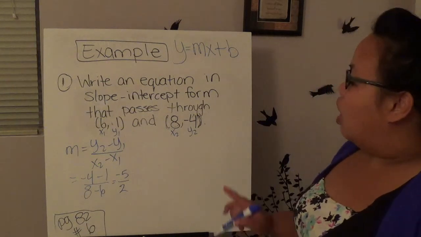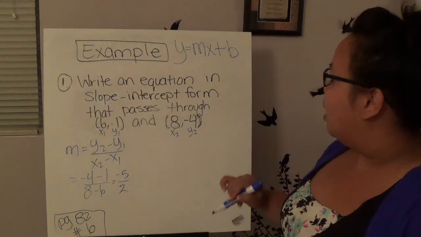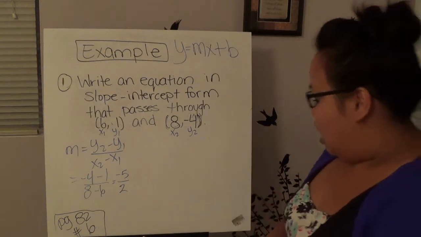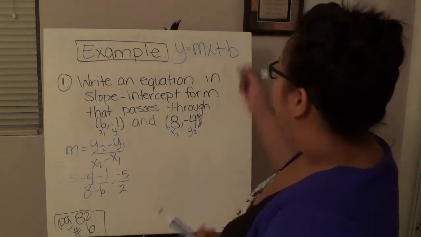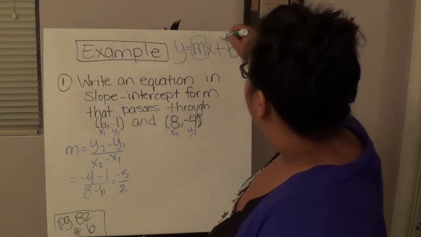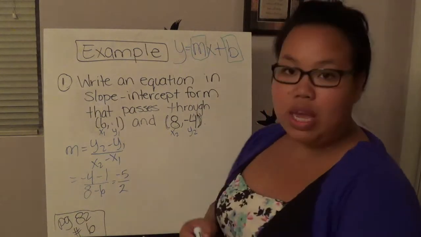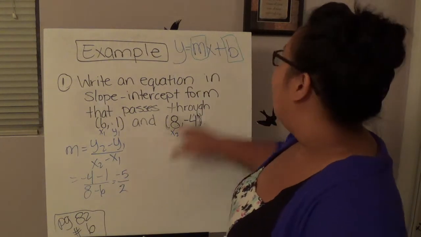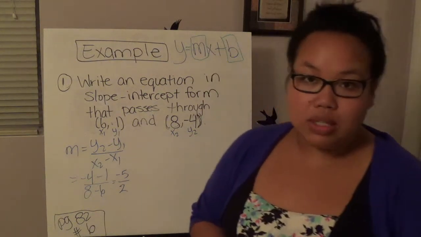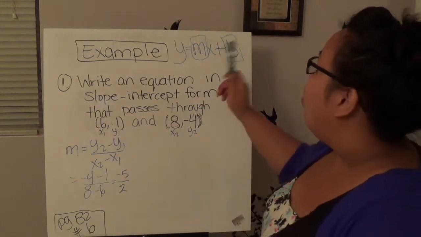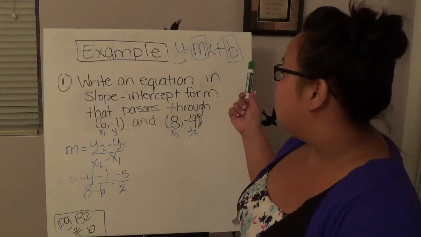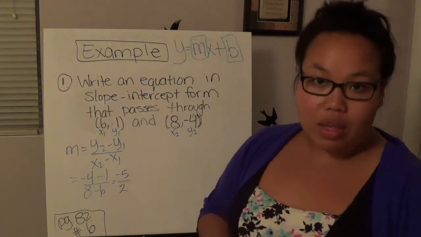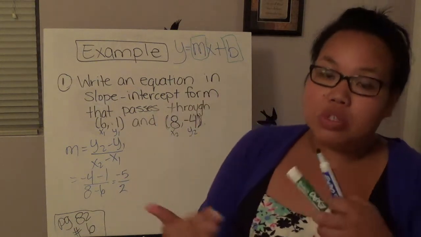Our next step is to plug it in. In your equation, the m and the b should be filled in. We already have the m, which is -5 over 2, but we don't know what the y-intercept is. So in order to find the y-intercept, we're going to plug in an x and a y, and then we're going to solve. Remember how we were talking about equations?